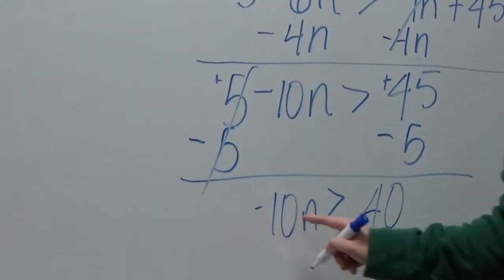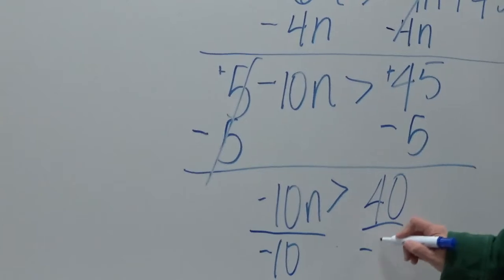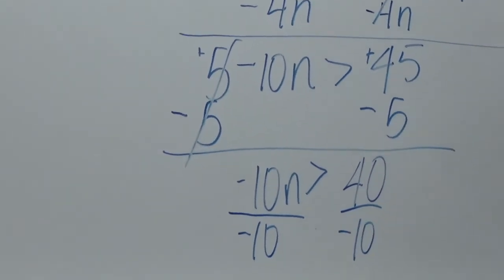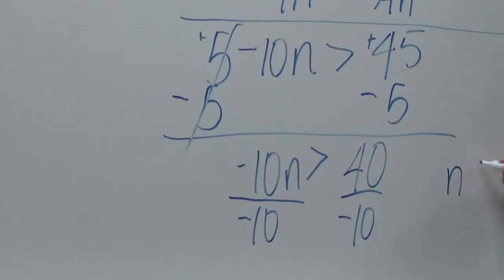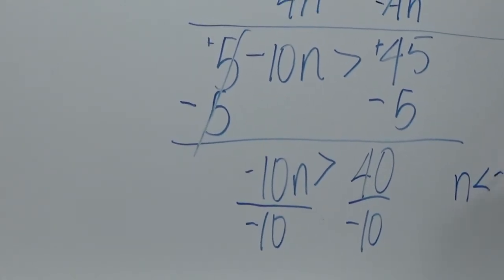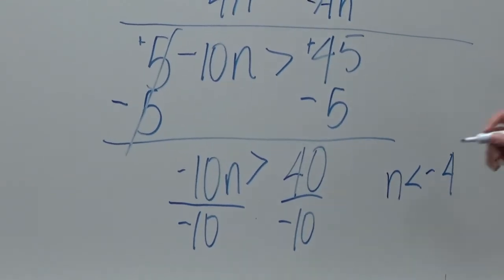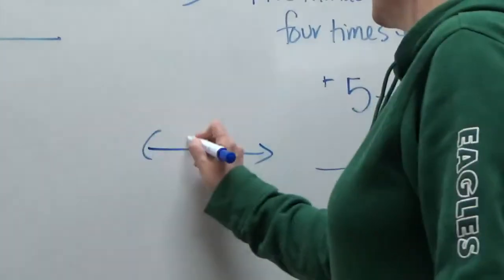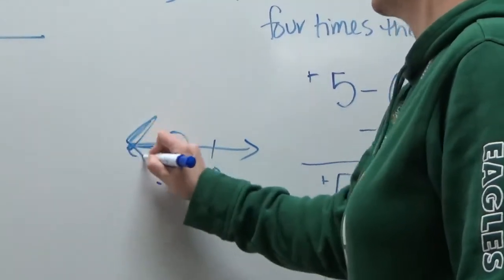I'm almost done. I noticed n is being multiplied by negative 10, so I can divide by negative 10. So far, every problem that we've had, we've been dividing by negatives, so we have to flip the sign the other way, and you get n is less than negative 4. So what does that look like on a number line? Negative 4 is here, 0 is here, it's an open circle, and it's less than.